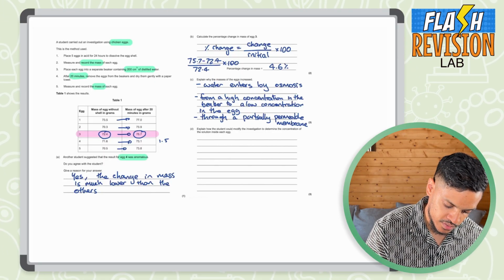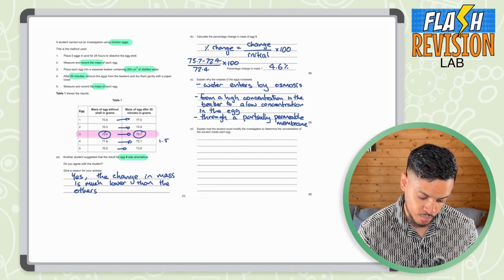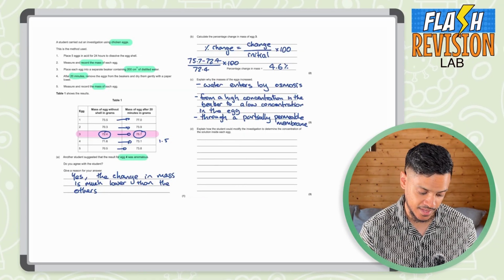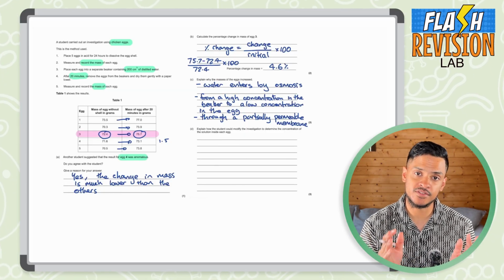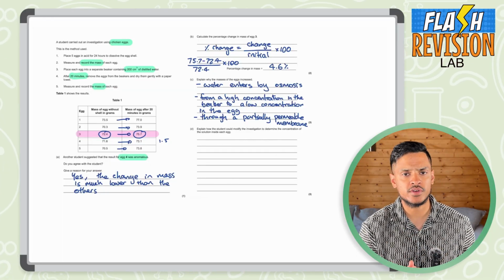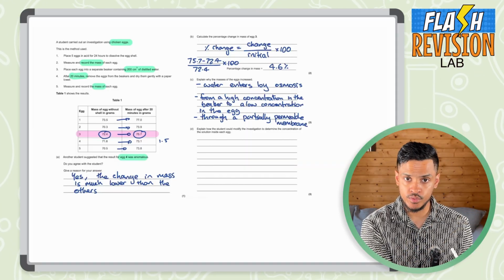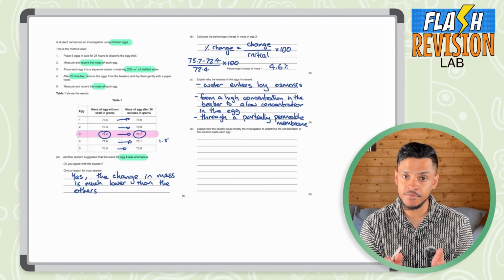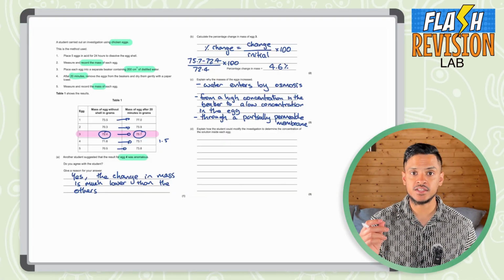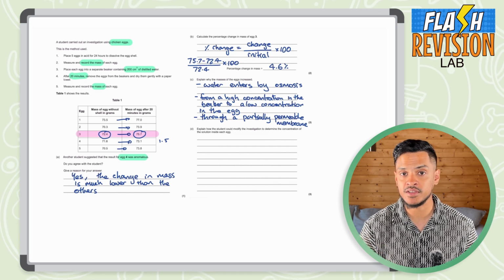Okay, so the last part is explain how the student could modify the investigation to determine the concentration of the solution inside the egg. So what they've done here is they've just used one beaker with distilled water in it. But to work out what the actual concentration is inside, we need a few more solutions. We need one with pure water, and then we need some with a different concentration of sugar in them. So you get about 5 beakers and you do the same experiment, and then you see how much the mass changes or whether the mass does even change.